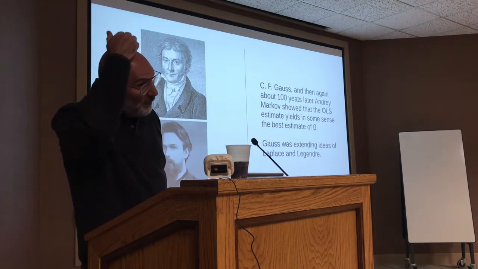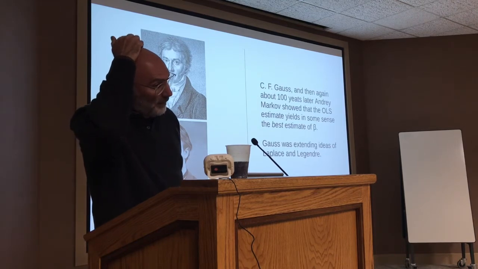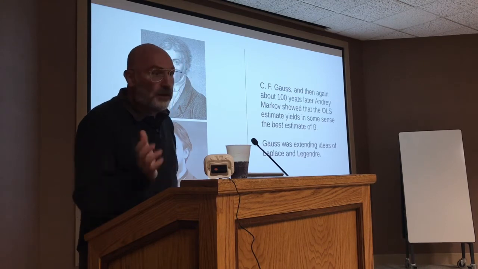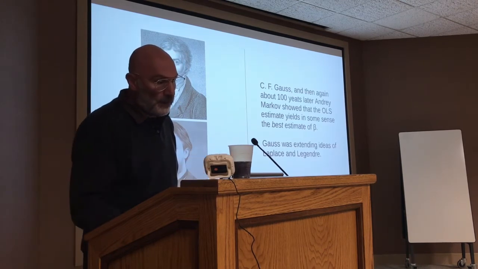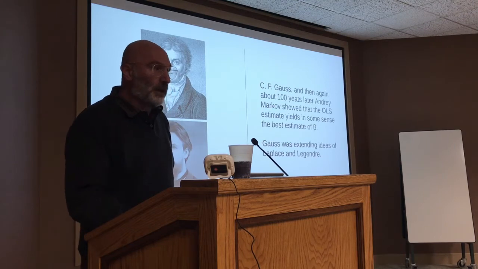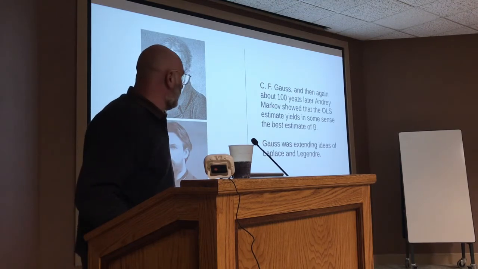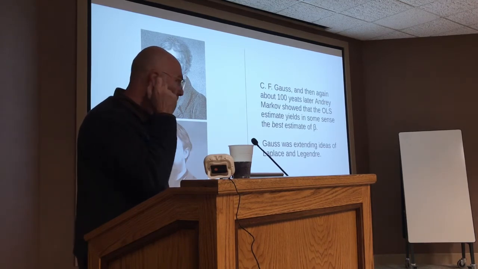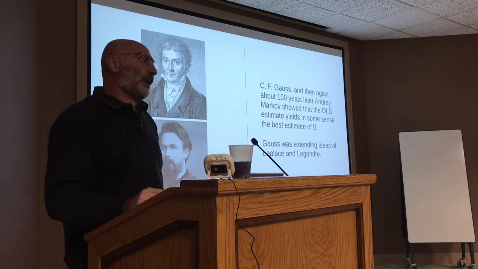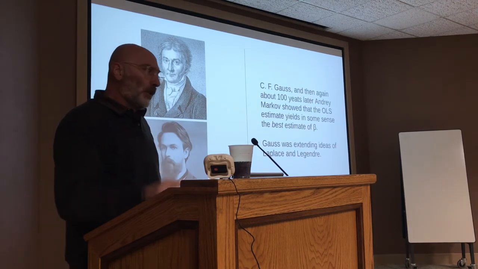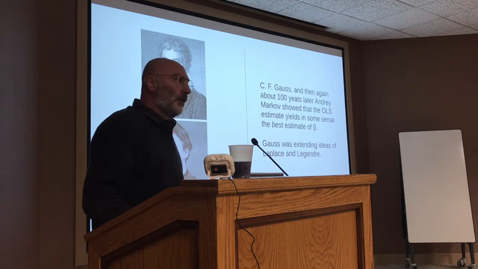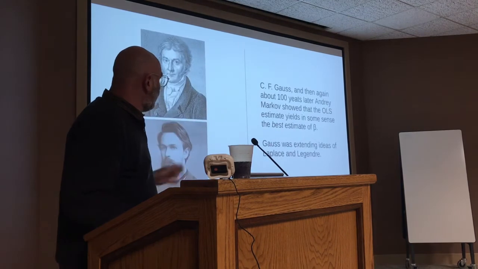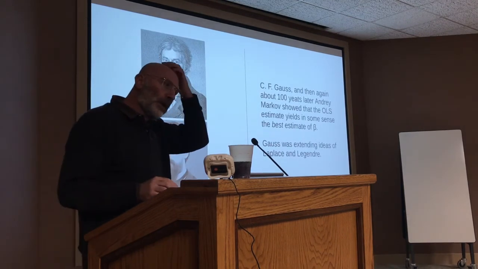Gauss was very famous, and he did a lot of amazing things. Probably one of the smartest people ever, or at least on paper. But a lot of what he wrote about got forgotten, and about 100 years later this Russian guy, Andrei Markov, reinvented ordinary least squares in a very independent way from the way Gauss did it, and the two of them are credited with a very important theorem.